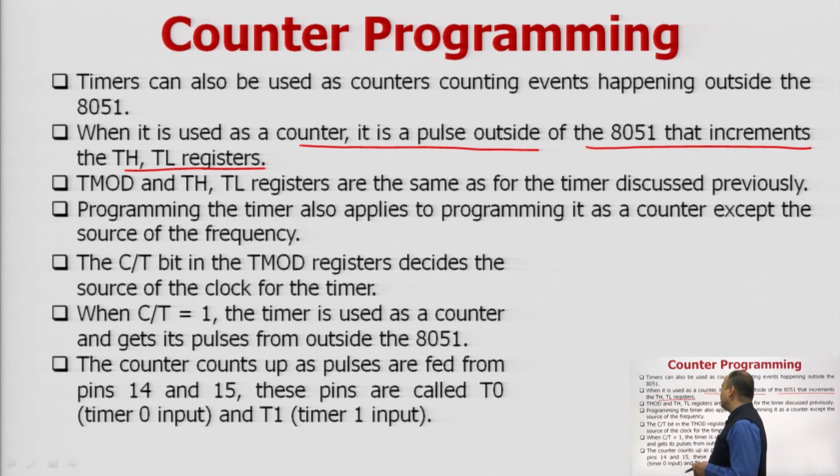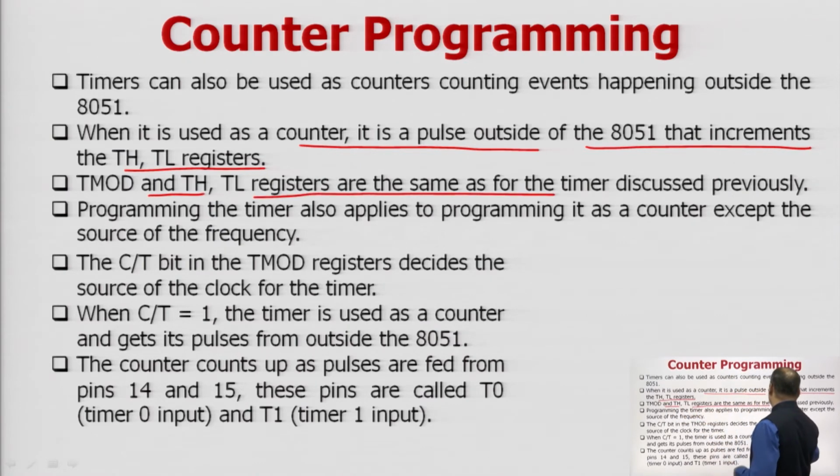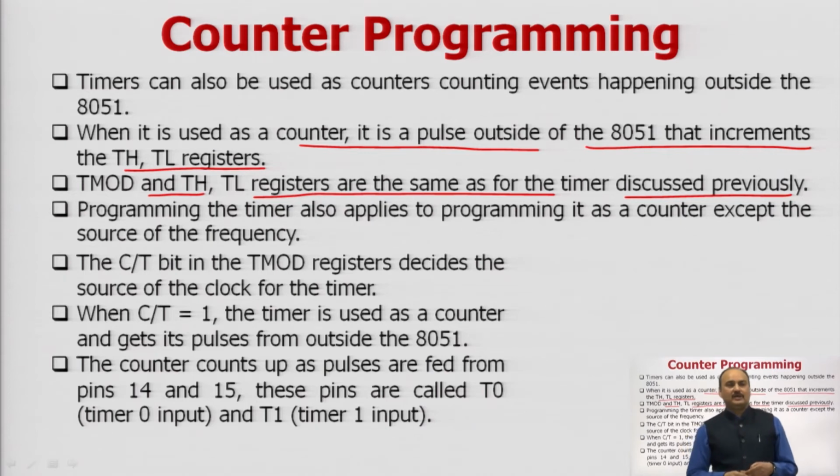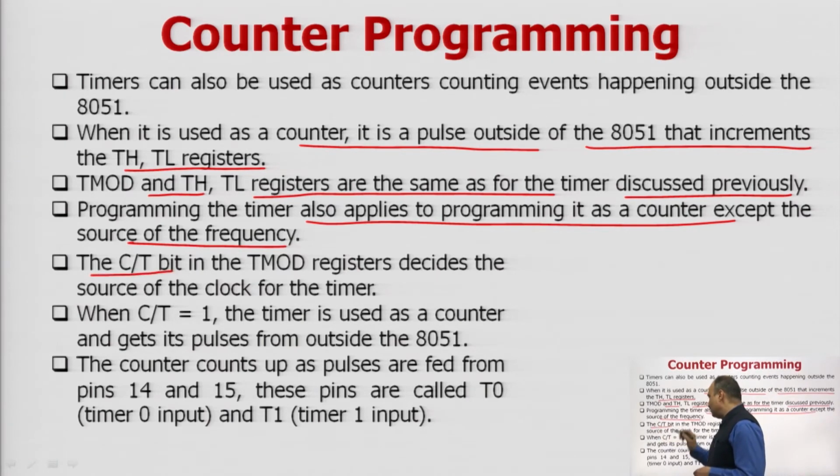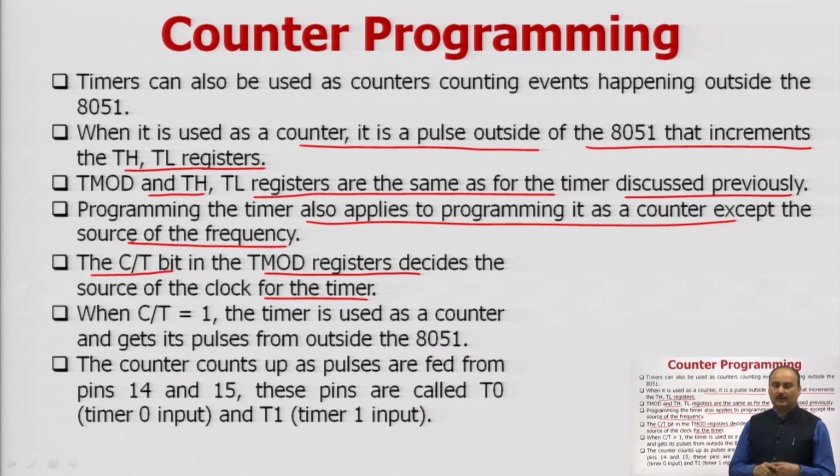Again, in this counter programming, the TMOD register and the TH and TL registers are the same as for the timer, as discussed in the timer programming. So again, we need the TMOD register and the TH and TL registers of the timer. Programming the timer also applies to programming it as a counter, except for the source of the frequency, which is required for counter programming. The counter or timer bit in the TMOD register decides the source of the clock for the timer or counter operation.